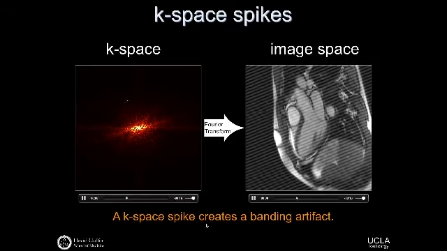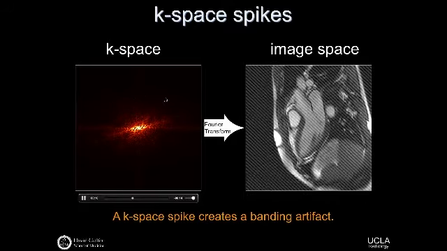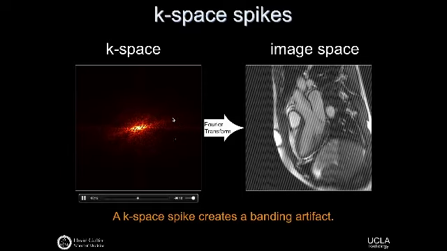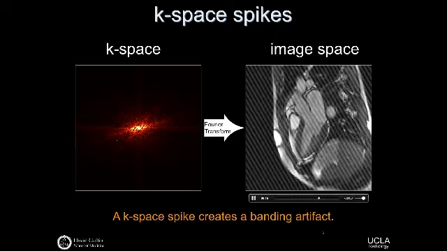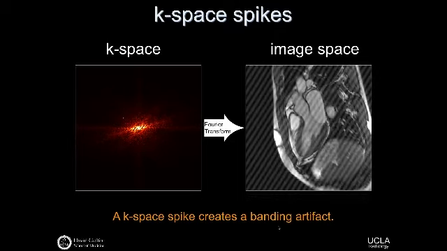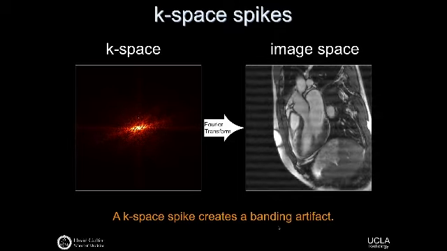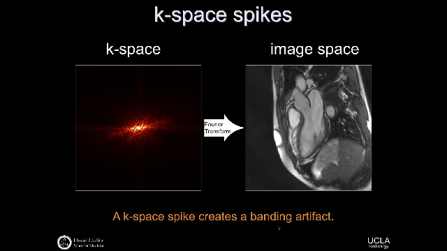So if you have a spike in K-space, a point that's really, really high in amplitude, it will dramatically overrepresent a particular spatial frequency and create a banding artifact. So this is a pretty well-known artifact and one that I think makes a nice connection between K-space and image space.